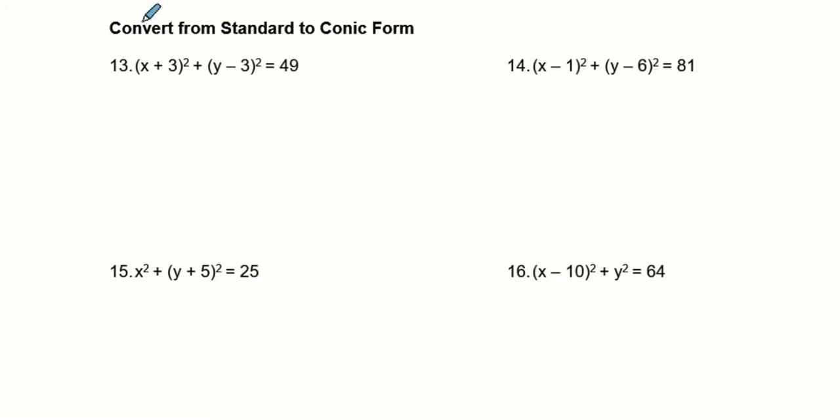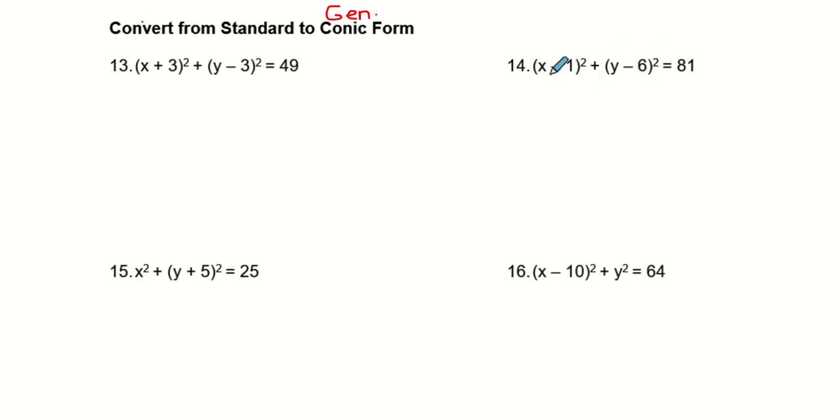Alright, so let's go over how to convert from standard form, the way this looks right now, to conic form, which we also call general form. I'm not going to write that out, sorry, but it's also called general form. And so when we're going from standard to conic, what you're going to do is basically multiply this out and multiply this out.